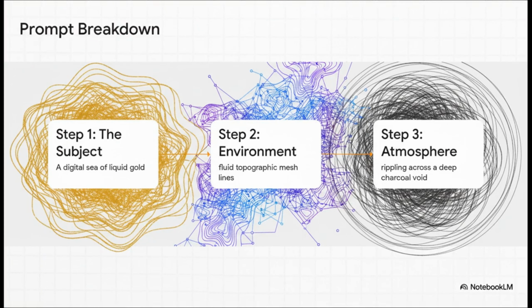Okay, so you can really think about the creative process in layers. First up, the artist defines the subject, a digital sea of liquid gold. Simple enough. Then they build the environment around it, fluid topographic mesh lines. So that's what gives us that underlying grid in the shape of the waves. And then finally, they set the whole atmosphere, rippling across a deep charcoal void. See how that works? Each phrase is like a new layer, all building up to the final image.